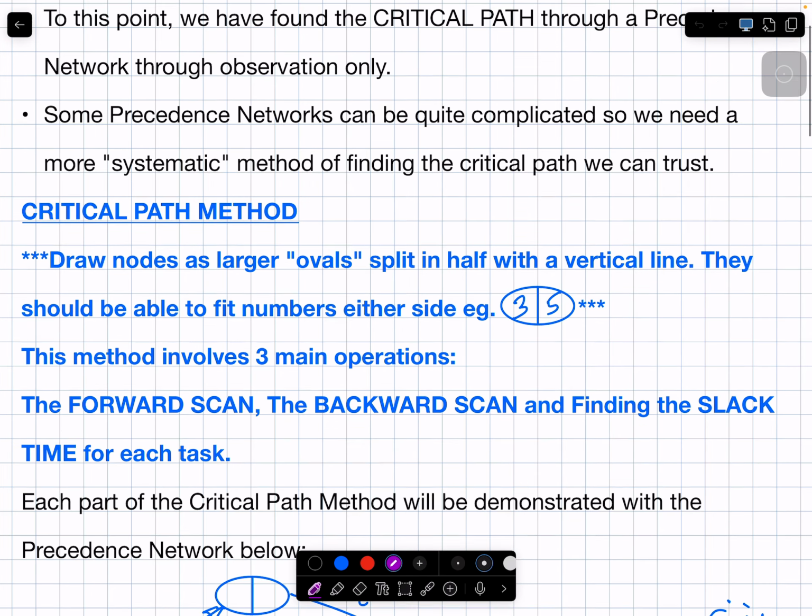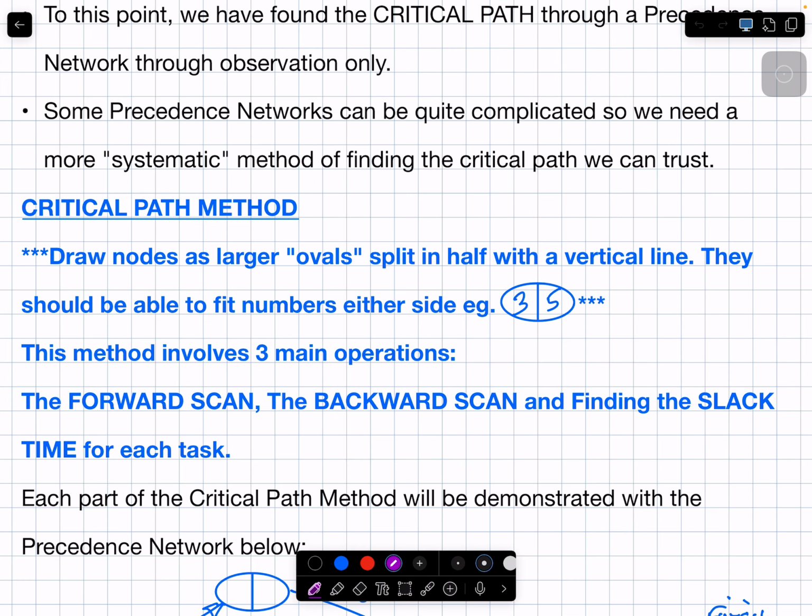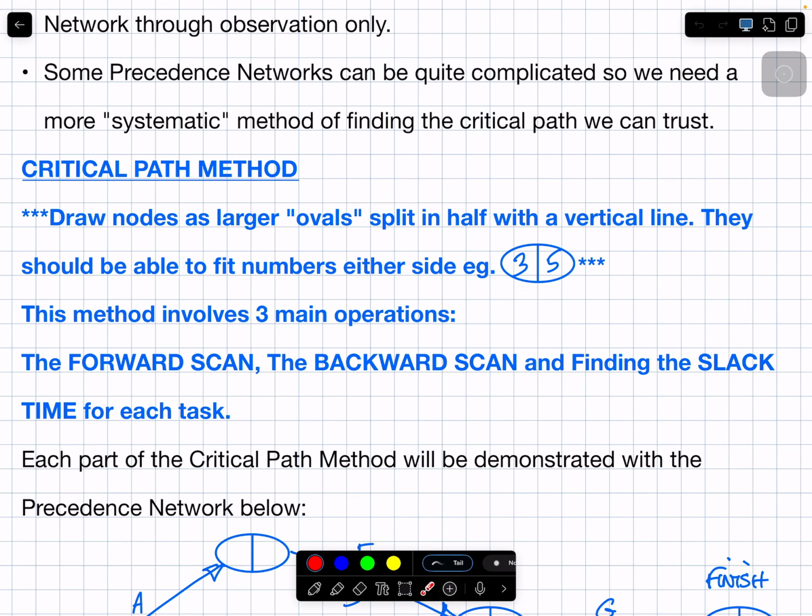So can I please ask you from now on, for your test and your exam, whenever you draw nodes, it's not just a dot, it's an oval. Split it in half to look like that, and there should be space to fit numbers on either side. We're now going to do maths with your spider webs, okay?